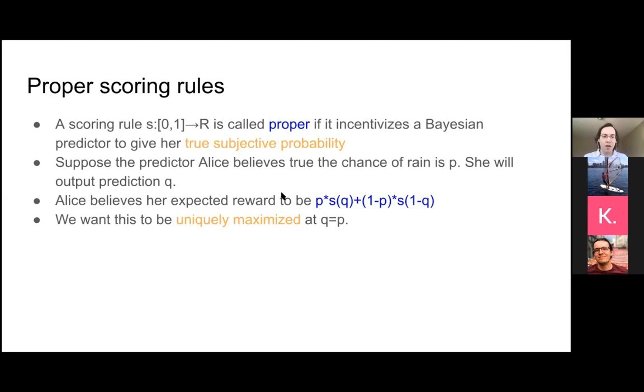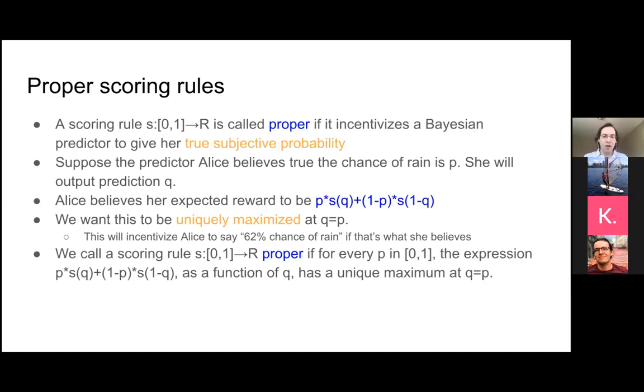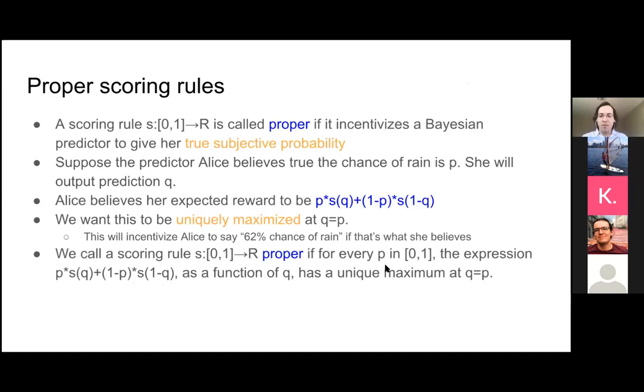We want the property that this expression as a function of Q is uniquely maximized at Q equals P. So we want Alice's incentives to be that she should say 62% if she believes in 62% chance of rain. So a scoring rule S is proper if for every probability P that represents Alice's true belief, the expression P times S of Q plus 1 minus P times S of 1 minus Q, as a function of Q, has a unique maximum at Q equals P.